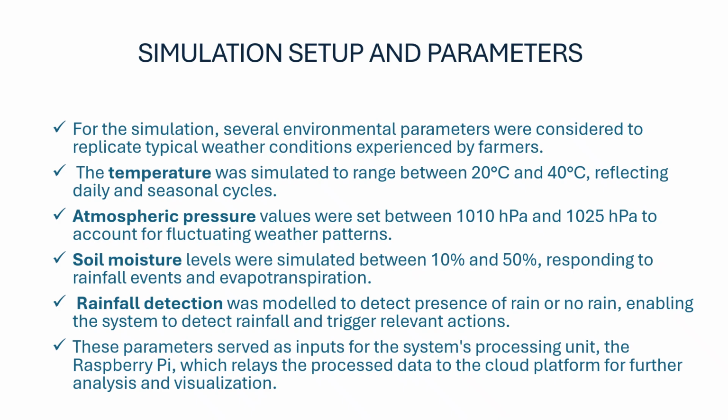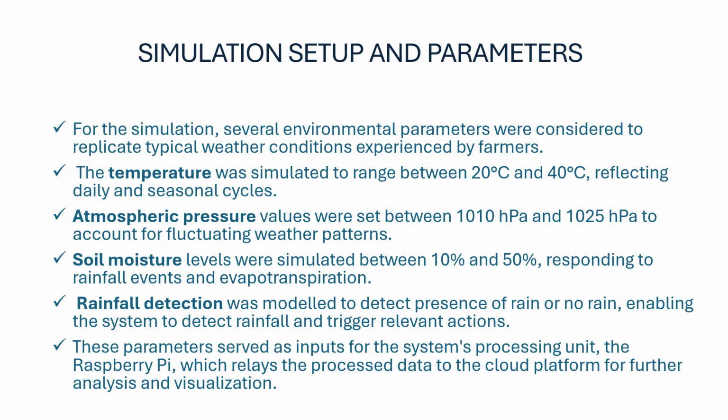Let me start with the introduction of how to set up the simulation for the IoT enabled smart agriculture system. Here, for simulation, we need several environmental parameters such as temperature, pressure and humidity to be taken into consideration, as we discussed yesterday. We need to simulate the temperature in the range of 20 degrees Celsius to 40 degrees Celsius. Got it? From 20 degrees Celsius to 40 degrees Celsius.